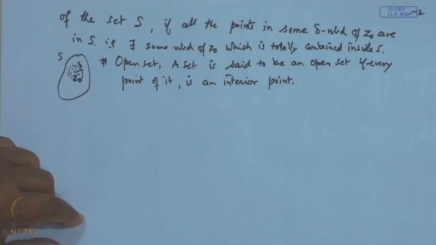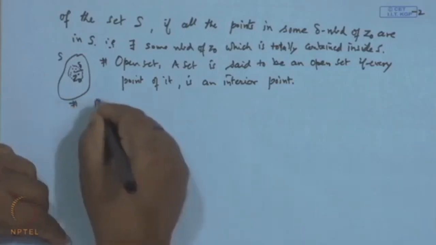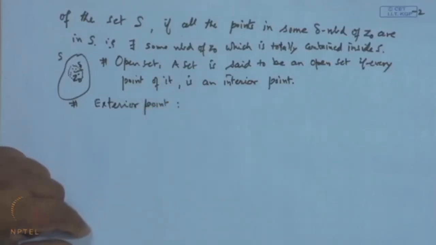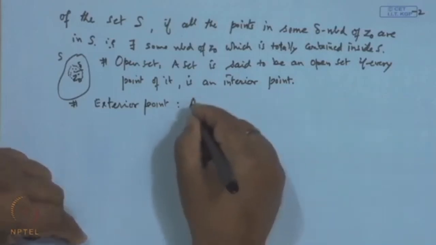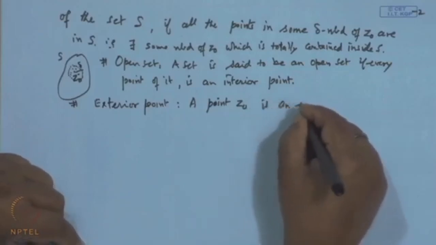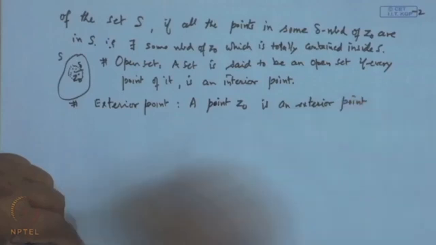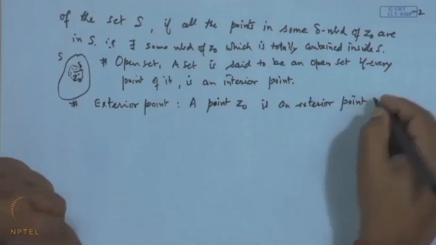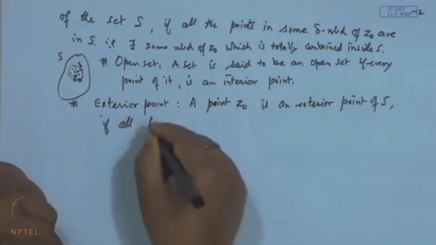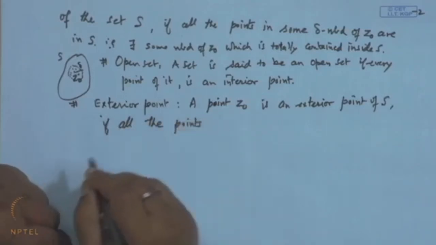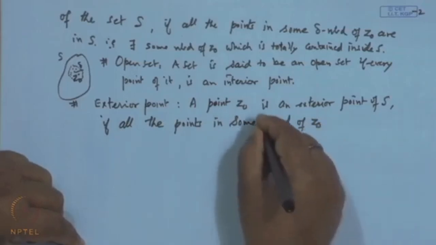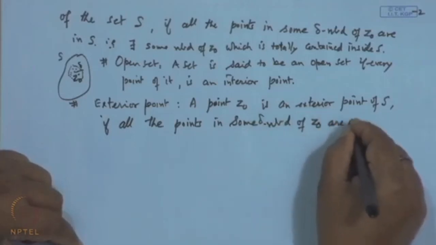So obviously the exterior point we define as the set of those points which are not the interior point. Or you can say a point z naught is an exterior point of the set S if all the points in some neighborhood of z naught, some delta neighborhood of z naught, are outside of S.